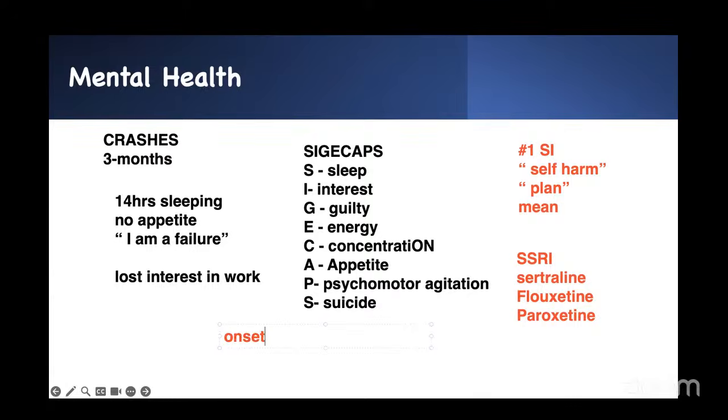Onset. Very important. It takes a while before it works. So it takes like 4 weeks. Tell the patient that. Their mood is going to change. Therefore, what should you prioritize when their mood changes? Suicide. That's the thing. So you ask them, if the mood changes, what is going to happen? Suicide.